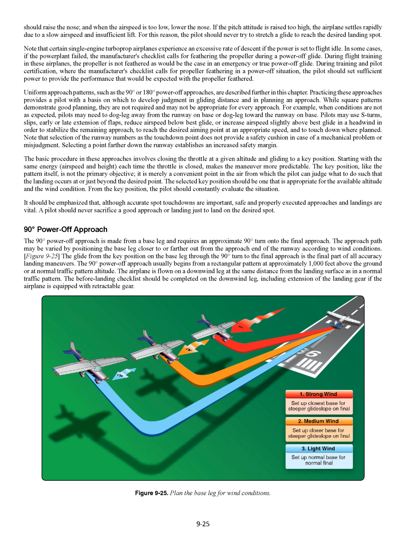The basic procedure in these approaches involves closing the throttle at a given altitude and gliding to a key position. Starting with the same energy, airspeed and height, each time the throttle is closed, makes the maneuver more predictable. The key position, like the pattern itself, is not the primary objective, it is merely a convenient point in the air from which the pilot can judge what to do such that the landing occurs at or just beyond the desired point. The selected key position should be one that is appropriate for the available altitude and the wind condition.